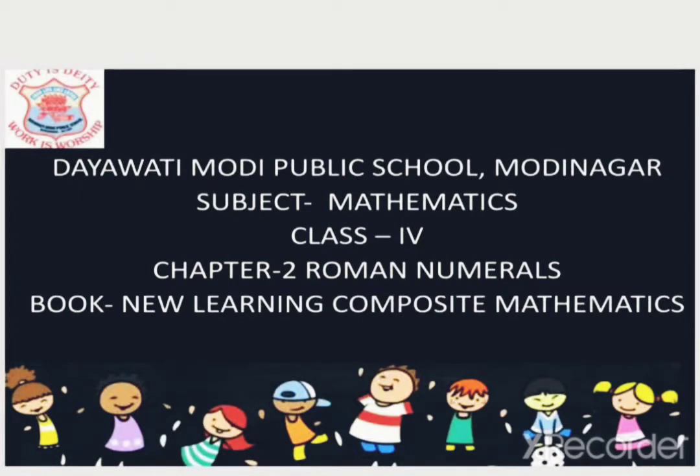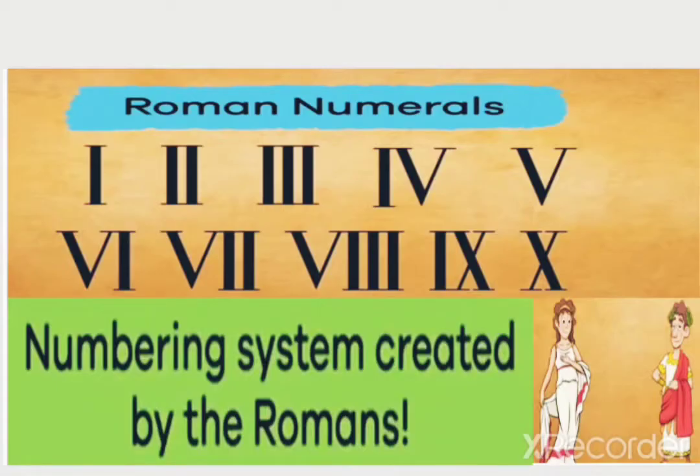This is your subject Mathematics of class 4, and today we are going to study chapter 2, Roman numerals. What are Roman numerals? The numbering system created by the Romans is called Roman numerals, like 1, 2, 3, 4, 5, 6, 7, 8, 9, 10, and so on. So this system was created by the Romans.